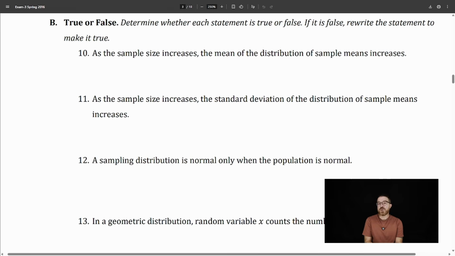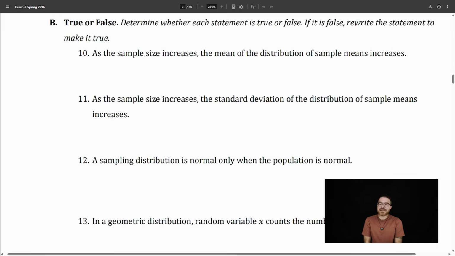So this is going to be false, because remember that the mean of a distribution of sample means has a mean, right? We said our X bar distribution has a mean of mu. So as my sample size increases, this has no effect on the mean of my distribution of sample means. It does affect my standard error of sample means, but it does not affect the mean. So in this case, it would be as the sample size increases, the mean of the distribution of samples remains the same. It doesn't change.